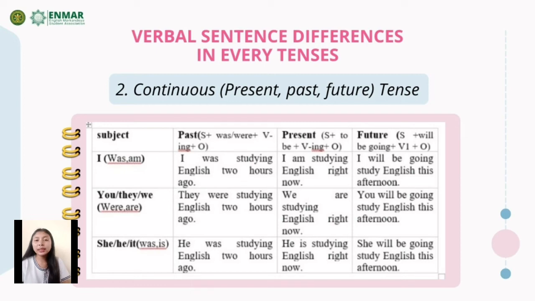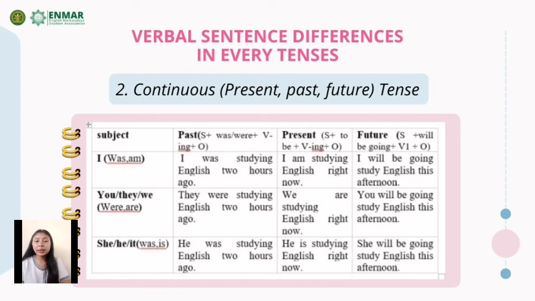Past continuous tense is a tense that is used to express an action or activity that was in progress during a period in the past. General formula: subject plus was for first and third person, and were for second person, plus verb ing plus object. For example, I was studying English 2 hours ago. I is a subject, was studying is a verb ing, and English is an object, 2 hours ago is a complement.